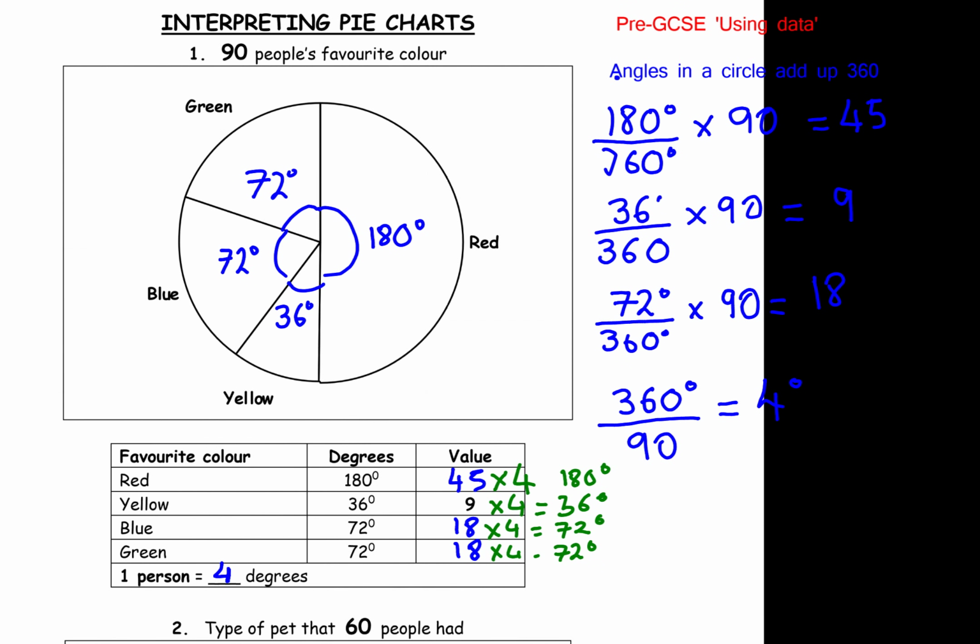I hope you understood this. Now I have an example for you to do. What I want you to do is to pause the video, try the example and then I'll give you the answer.